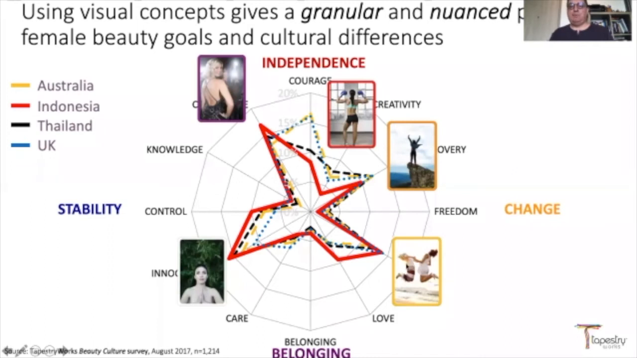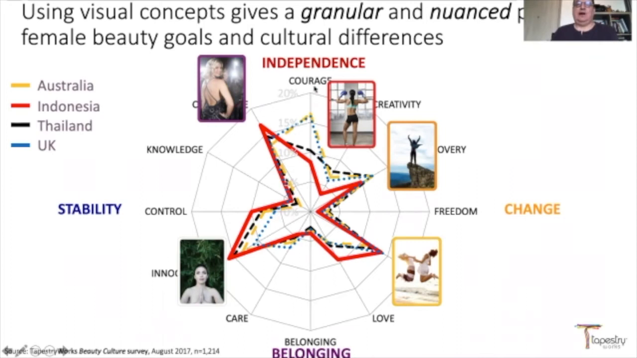Now, when I repeat that same exercise, but with visual concepts, I get a much more nuanced answer. And there are really 5 key motivations that we see relating to beauty here. The same 5 are in the top 5 in every country. So that's good. We're getting some consistency, but we're also finding some cultural differences.